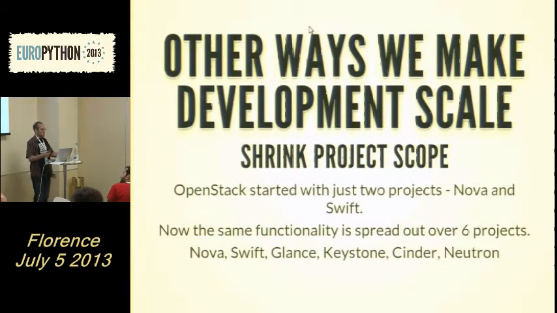Another big way we make things work is when you have one repo with 600,000 lines of code in it, it's hard to do. So you try to shrink the project scope. When we started out, OpenStack just about 3 years ago had Nova and Swift. Nova is compute, Swift is storage, and the same features and functionality today are spread out over 6 projects.